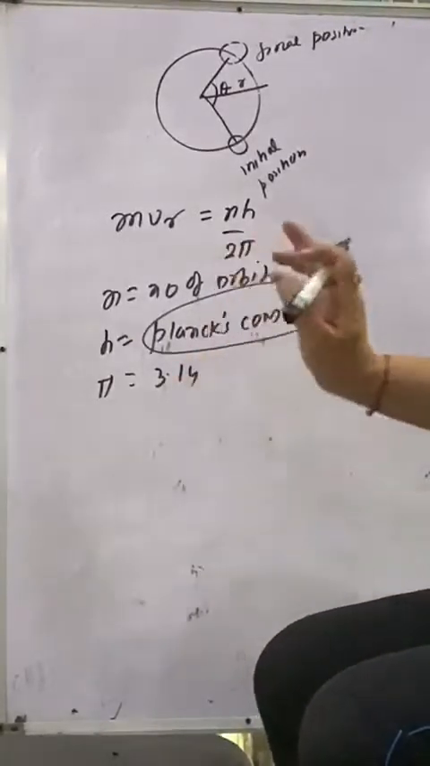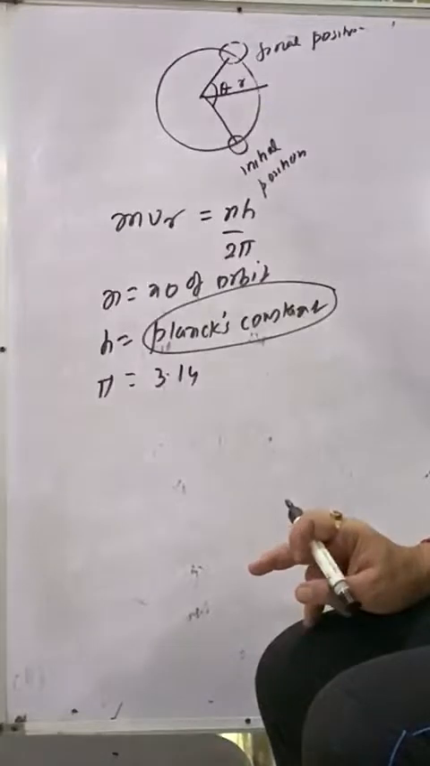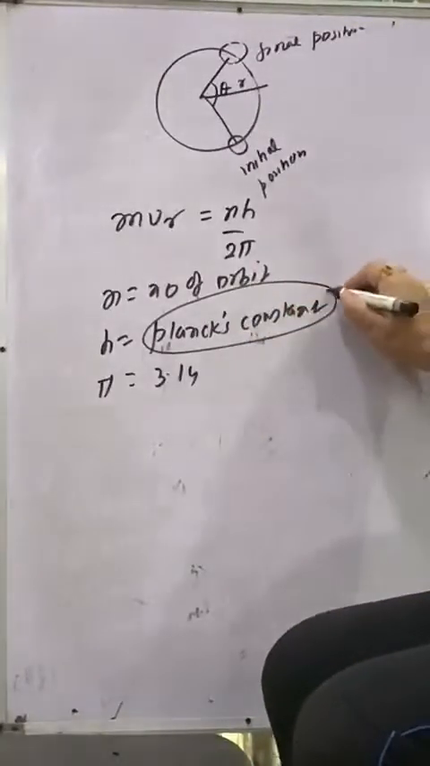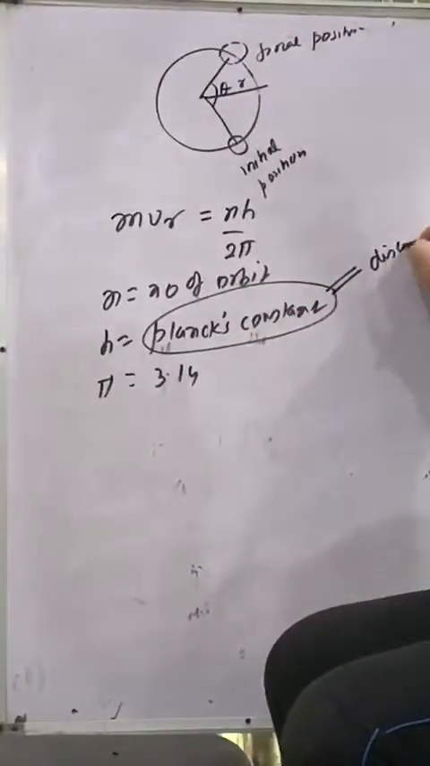And that is called the quantization condition. MVR is equal to nh upon 2 pi. This has to be discussed at length.